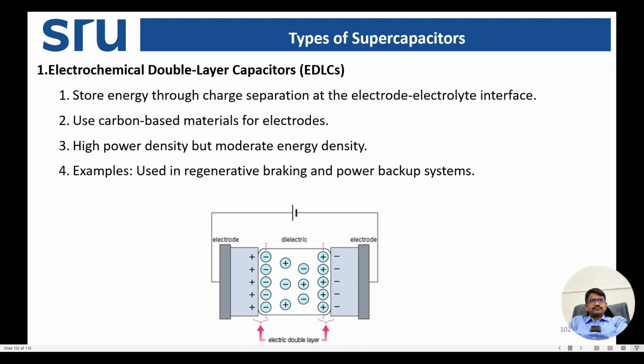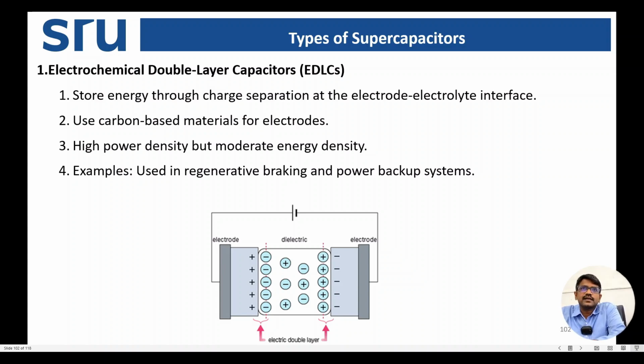Examples: used in regenerative braking and power backup systems. Power backup systems means power banks, inverters. Yes, inverters. In inverters we need more storage, right? So in inverters you can use this technology. This is the main thing.